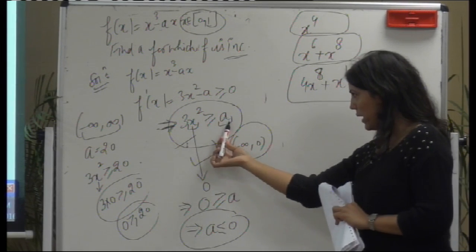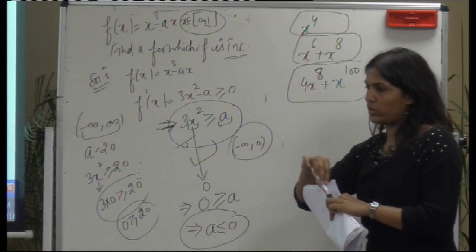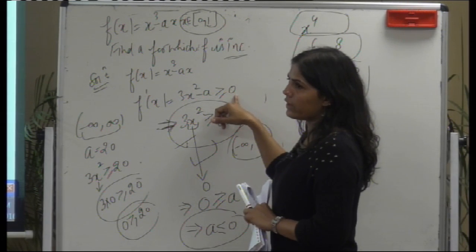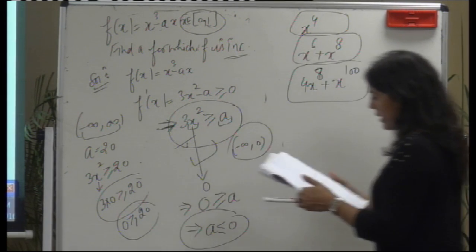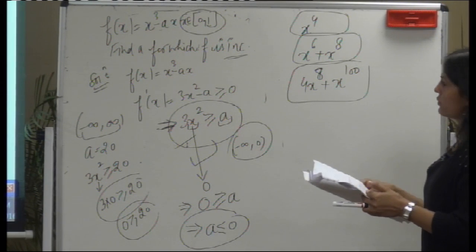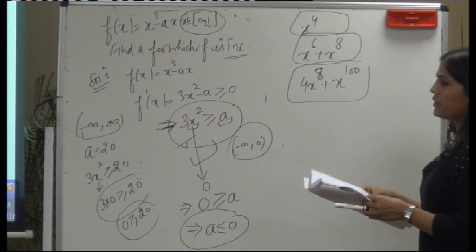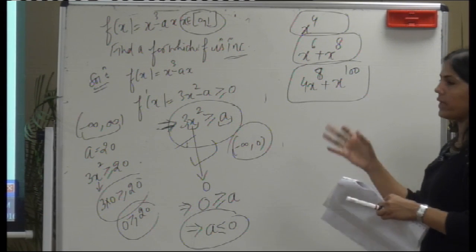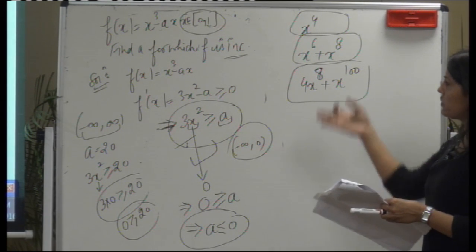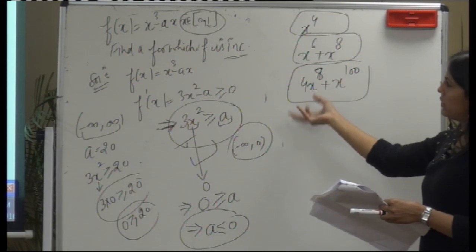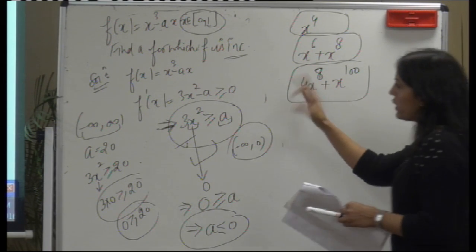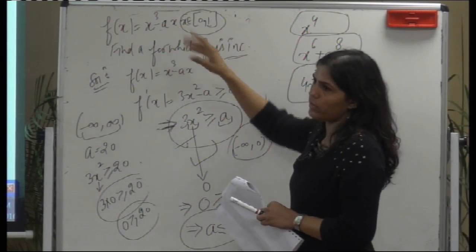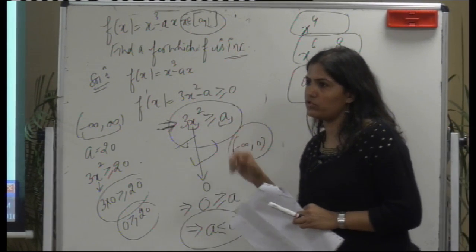So here also the least value is 0, so a should be less than or equal to the least value. Then it will always be greater than or equal to 0. Is it fine? If the power was not positive, they should give some other condition, and then we would think about it accordingly. For this question, everything is clear and we don't need any extra conditions. But if the power is odd, then we have to think about it and they should put some extra condition.